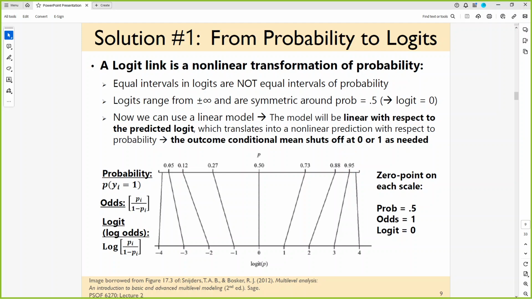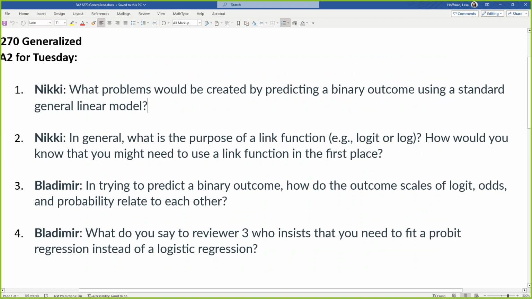Okay, let's go to our last question here. This is hard because it is hard to fight with people. That's sometimes why I took question 1 and 2. What do you say to reviewer 3 who insists that you need to fit a probit regression instead of a logistic regression? I have some notes, but I would like to hear some opinions. I read some comments and answers, and they were good. So please share your opinions about it, your impressions.